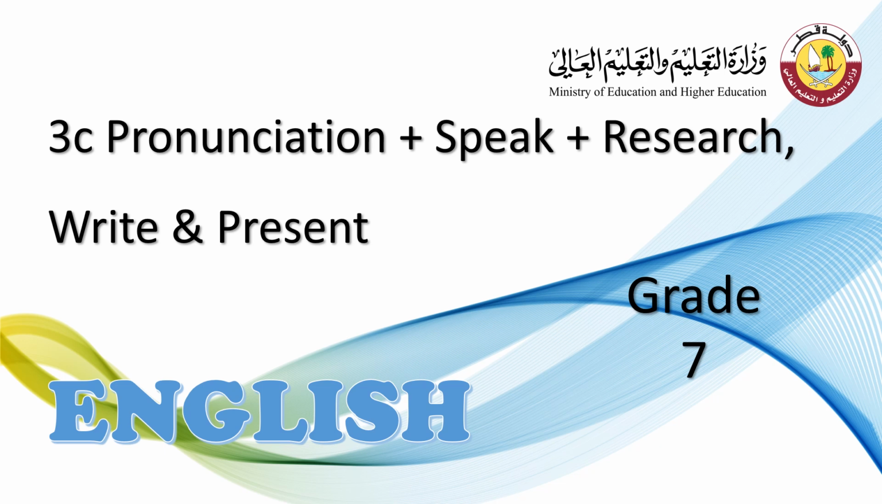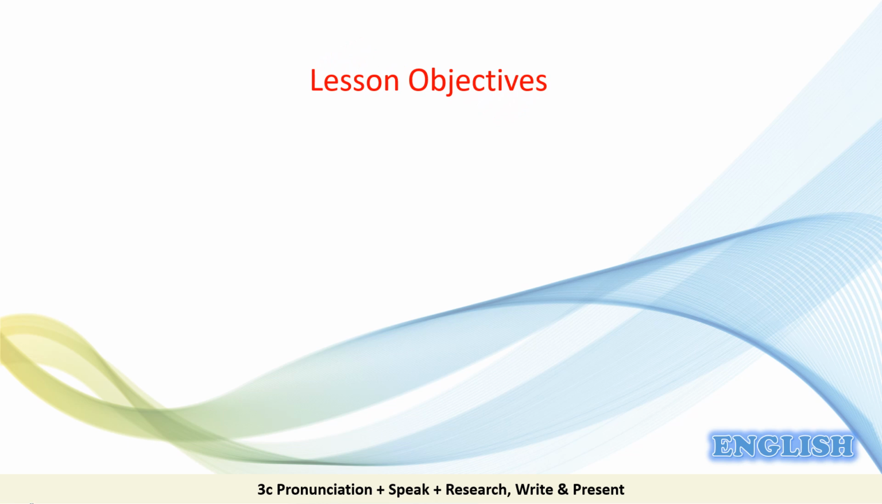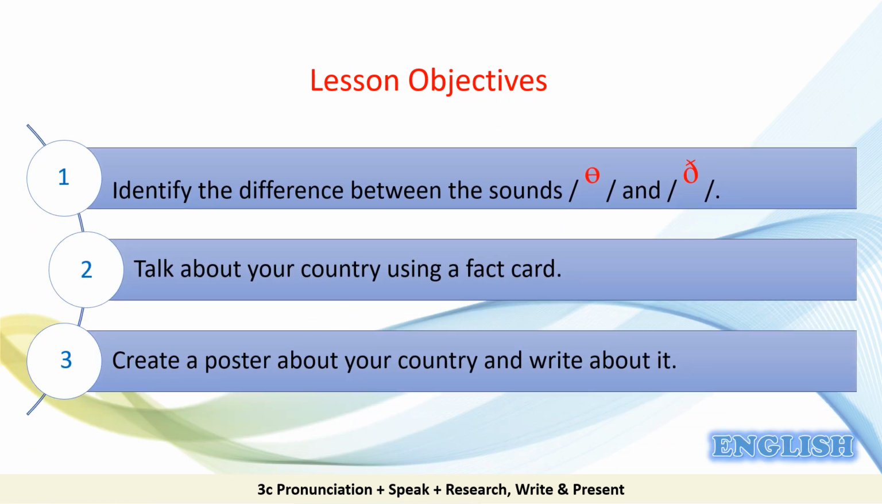Our lesson today is 3C pronunciation, speak, research, write and present. Today we have three objectives. 1. Identify the difference between the sounds th and the. 2. Talk about your country using a fact card. 3. Create a poster about your country and write about it.